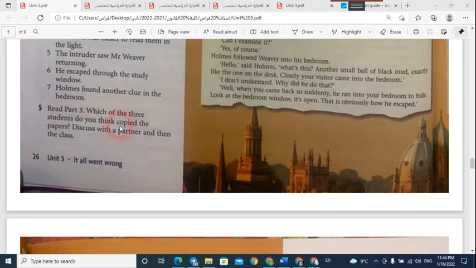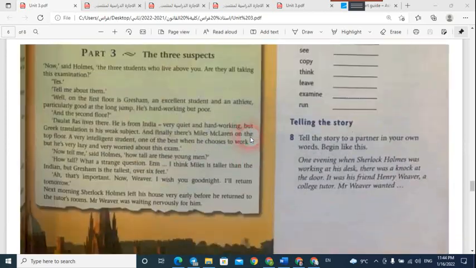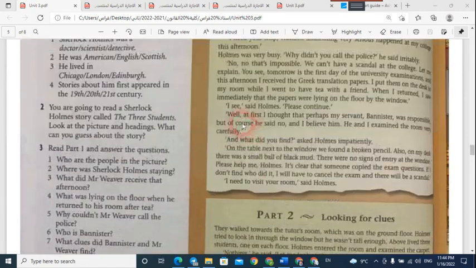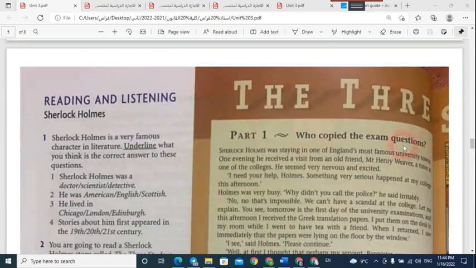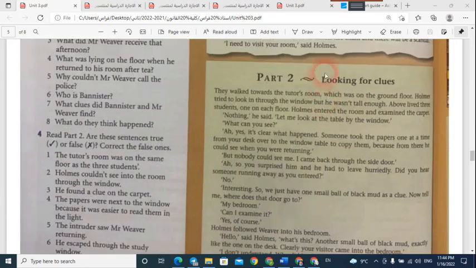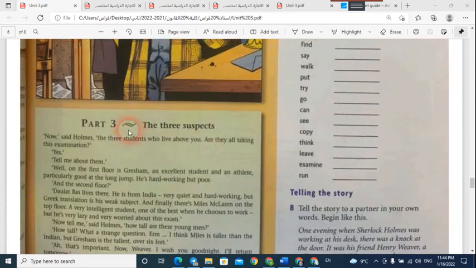Which of the 3 students do you think copied the papers? Discuss with the partner and then the class. بعد أن تقرأ الجزء الثالث أخبرنا عن تخمينك بشأن الطالب الذي نسخ الأسئلة. Of course the headings, who copied the exam questions, من نسخ أسئلة الامتحان. Heading number 2, looking for clues, البحث عن أدلة أو البحث عن خيوط. And finally the 3 suspects المشتبه بهم الثلاثة.